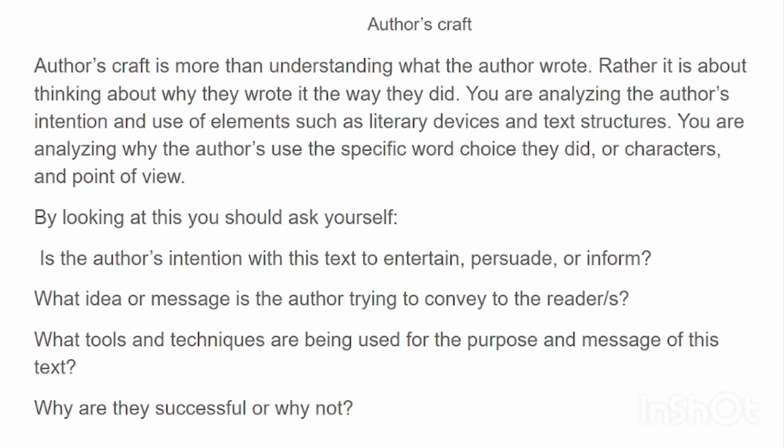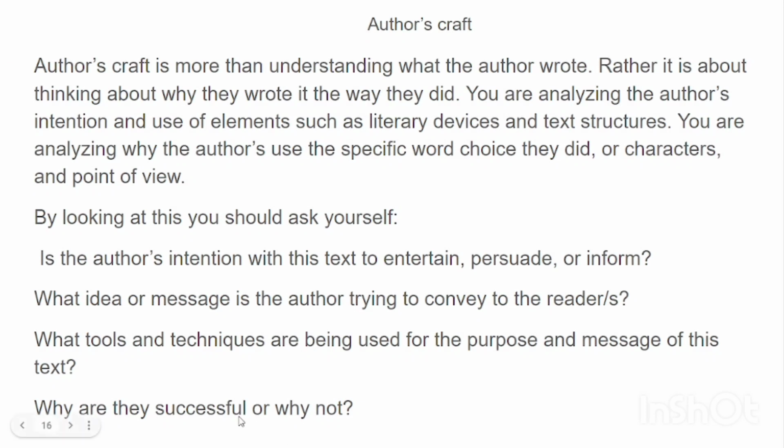So you're analyzing why the author used the literary device they did. Why are they structuring the passage like that? Why are they putting the passage in chronological order? Why are they using personification in their passage? So you are analyzing why the author used specific things such as word choice. Why did they use that character? Why did they have that point of view?